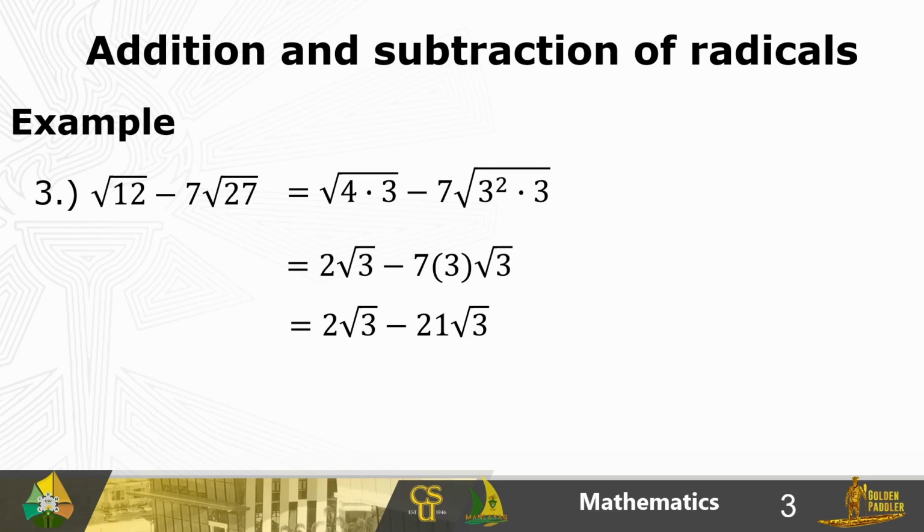The index for this example is 2, while the radicand is 3, so we can subtract these terms. For the first term, the numerical coefficient is 2, and for the second term, the numerical coefficient is negative 21. So 2 minus 21 is negative 19 square root of 3. Meaning, square root of 12 minus 7 square root of 27 is equal to negative 19 square root of 3. So that's it for example number 3.